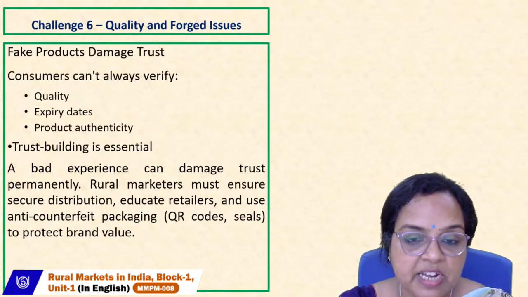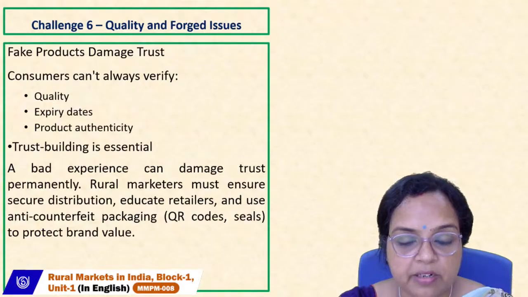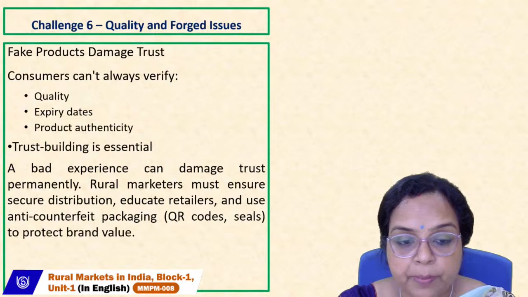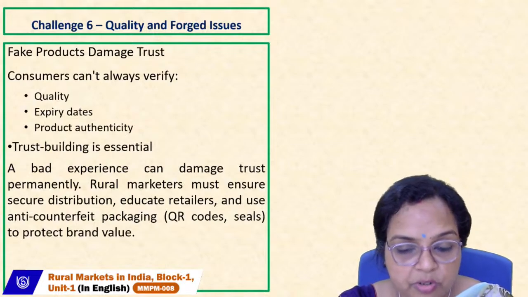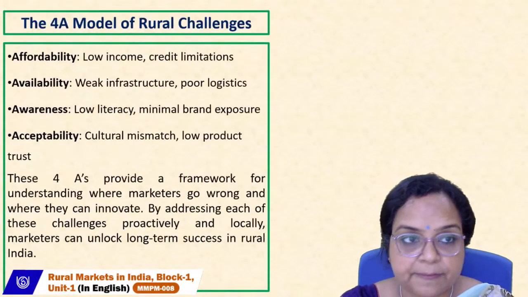A bad experience can damage trust permanently. Rural marketers must ensure secure distribution, educate retailers, and use anti fraud or anti counterfeit packaging through QR codes, through seals to protect the brand value. This is challenge number 6.